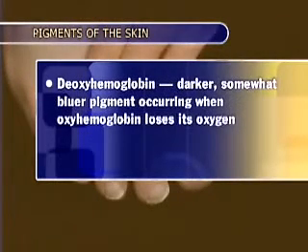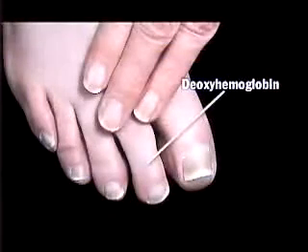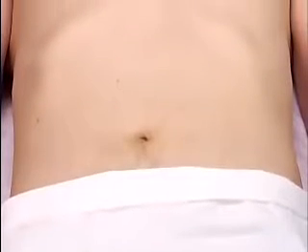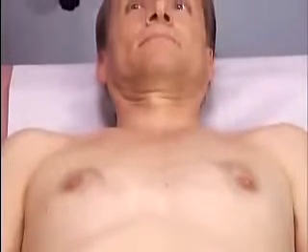deoxyhemoglobin is the darker and somewhat bluer pigment occurring when oxyhemoglobin loses its oxygen to body tissue while passing through the capillary bed. An increased concentration of deoxyhemoglobin in cutaneous blood vessels gives the skin a bluish cast known as cyanosis. Skin color is affected not only by pigments, but also by the scattering of light as it is reflected back through the turbid superficial layers of the skin or vessel walls.